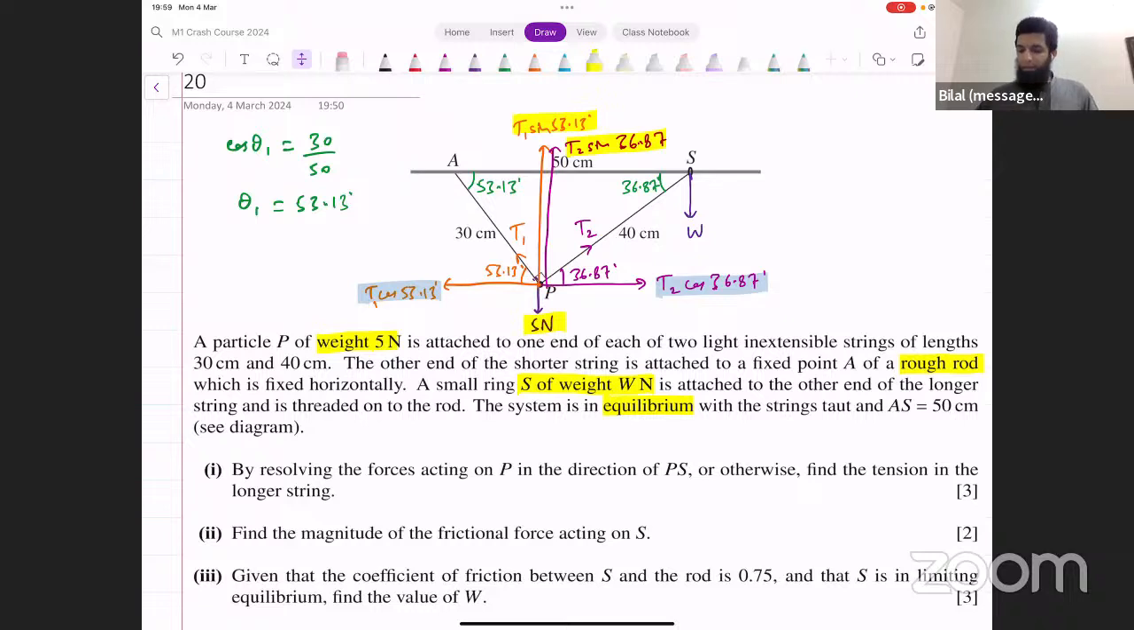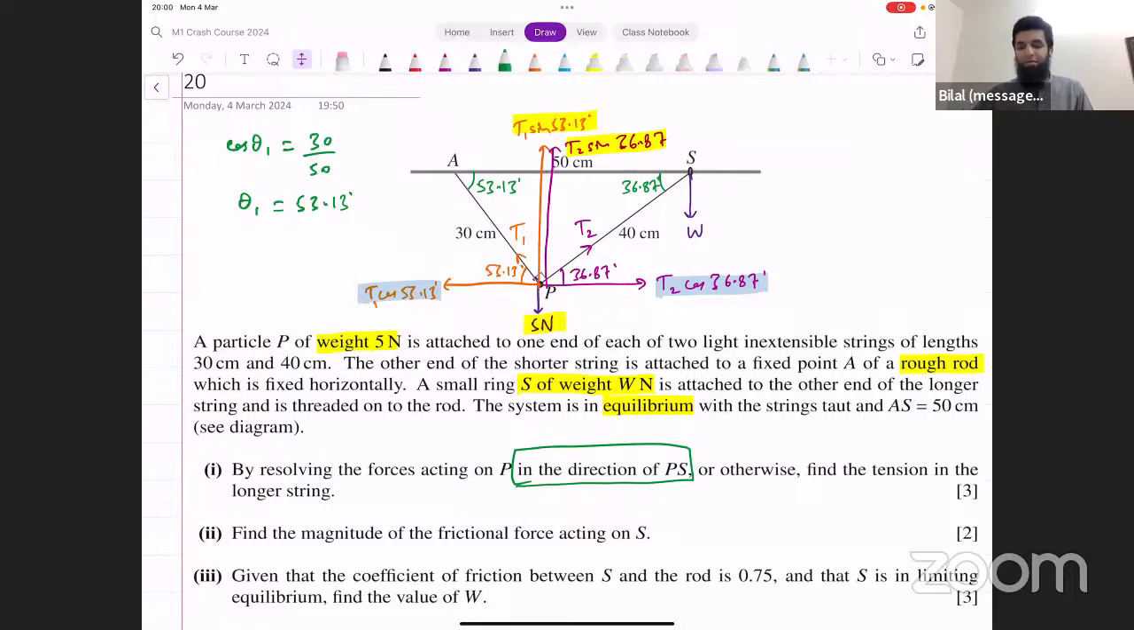All right. This is one idea. You can do that, and that will give you the correct result. However, if you look at the question, what does the question say? It says by resolving the forces acting on P in the direction of PS. In the direction of PS. Now, it's slightly confusing, but it makes things quicker.